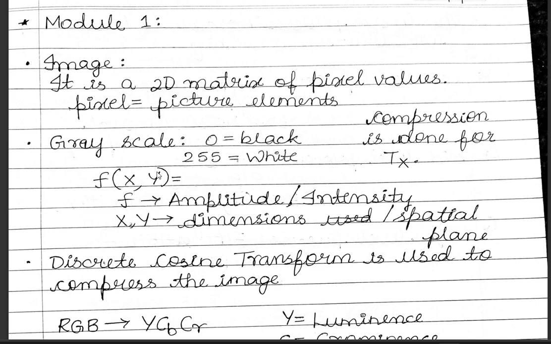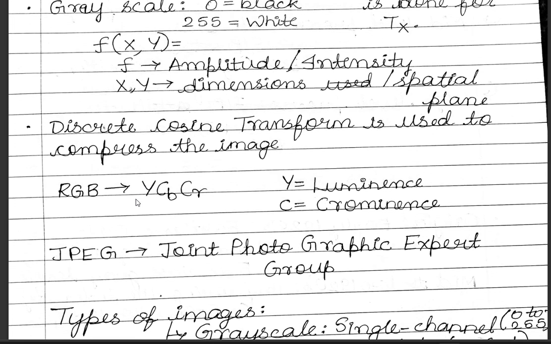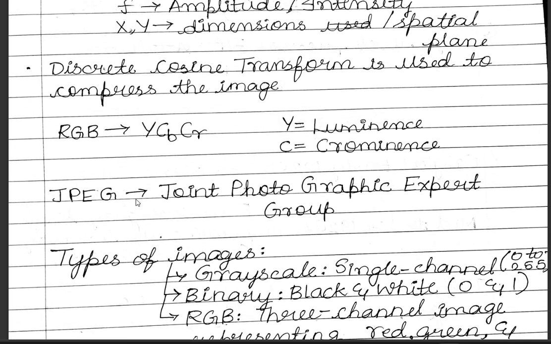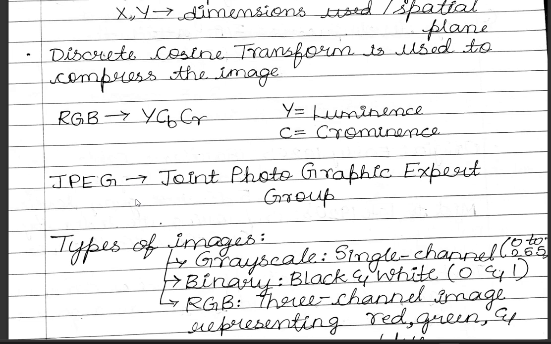It is represented as a function f(x, y), where f represents the amplitude or intensity of the image and x and y are the spatial coordinates. The discrete cosine transform is used to compress the image. In the further lectures, we will also discuss the various transforms used to compress the image.